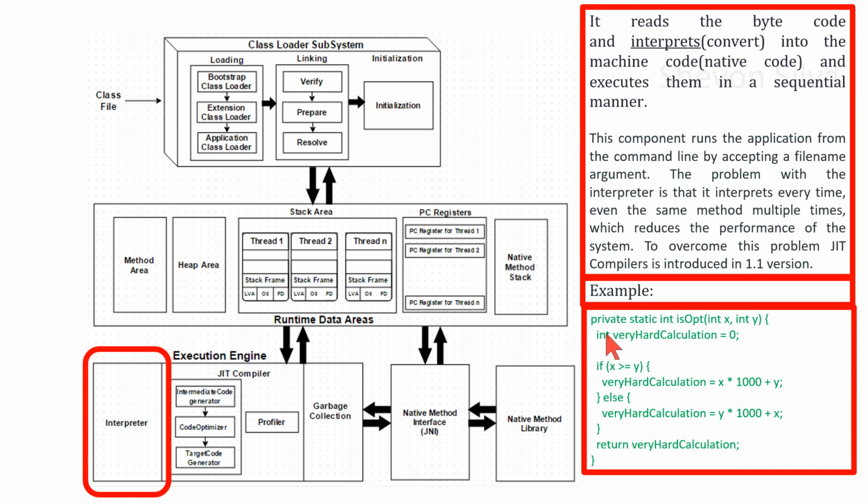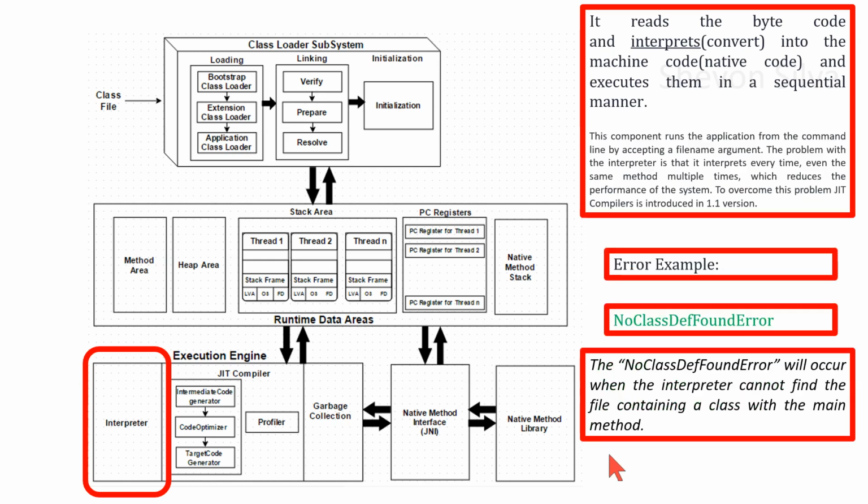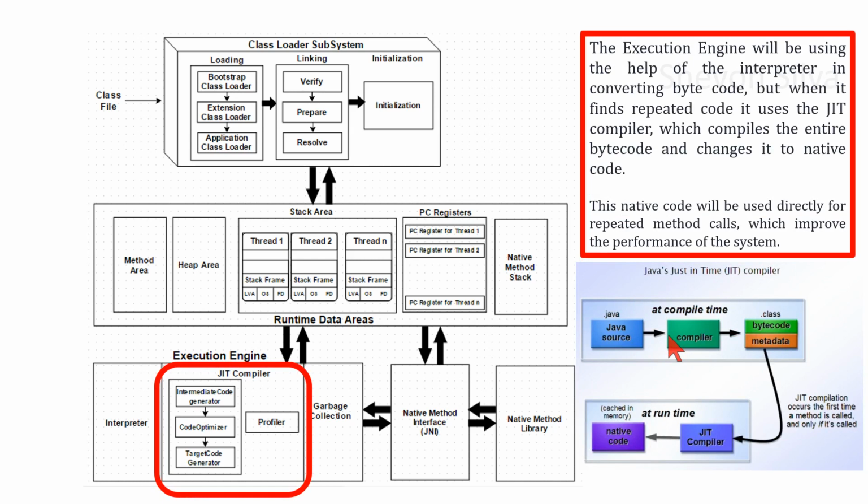For example, this method will be interpreted piece by piece through the interpreter. The no class def found error will occur when the interpreter cannot find the file containing a class with the main method. Now we are focusing on the just-in-time compiler.